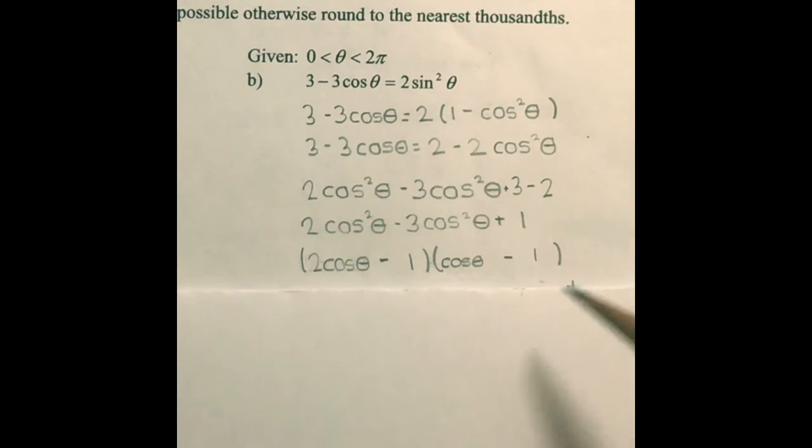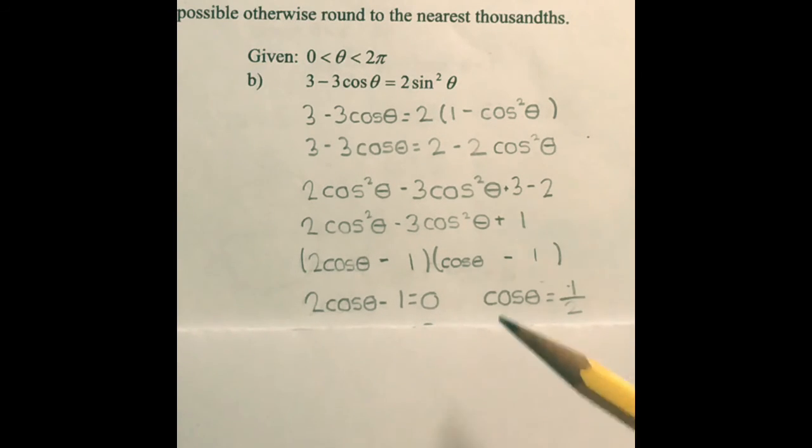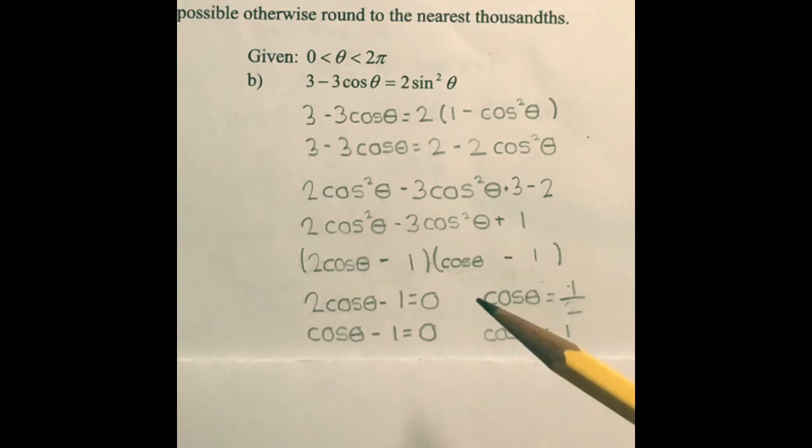So now we set these equations equal to 0. So we have 2 cosine theta minus 1 equals 0, and cosine theta minus 1 equals 0. And so for 2 cosine theta minus 1, we get cosine is equal to 1/2. And for cosine theta minus 1, we get cosine is equal to 1.